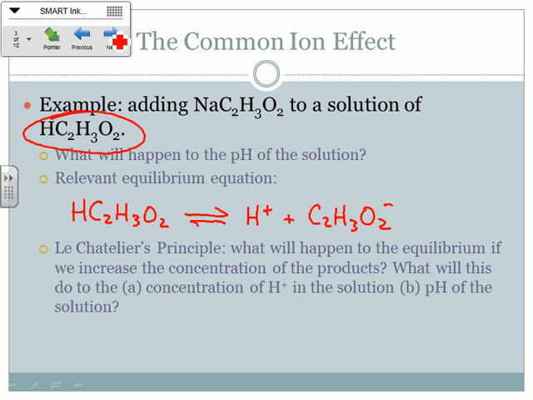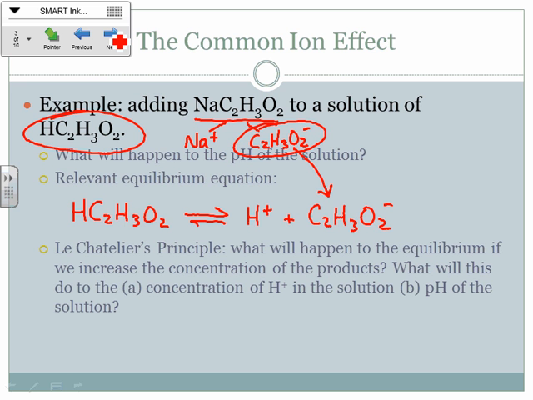Okay, so there's our equilibrium equation, and now we can think in terms of Le Chatelier, because we've got the system in equilibrium, and what we're basically doing here by adding the salt is we're disturbing the equilibrium. Now when we put this salt into water, like any salt does, it's going to dissociate into Na plus and C2H3O2 minus. Now the Na plus doesn't do anything in solution. We talked about that in the last chapter. But the C2H3O2 minus, well, that is this, right?